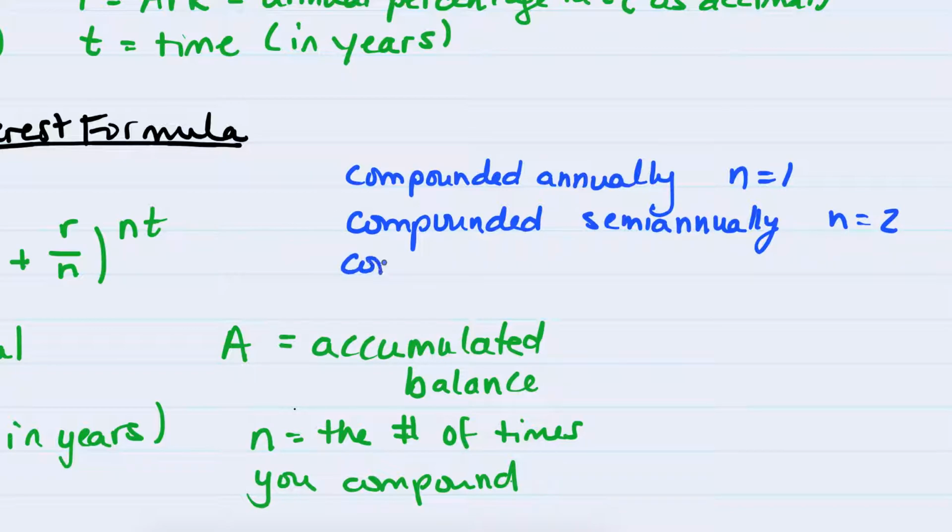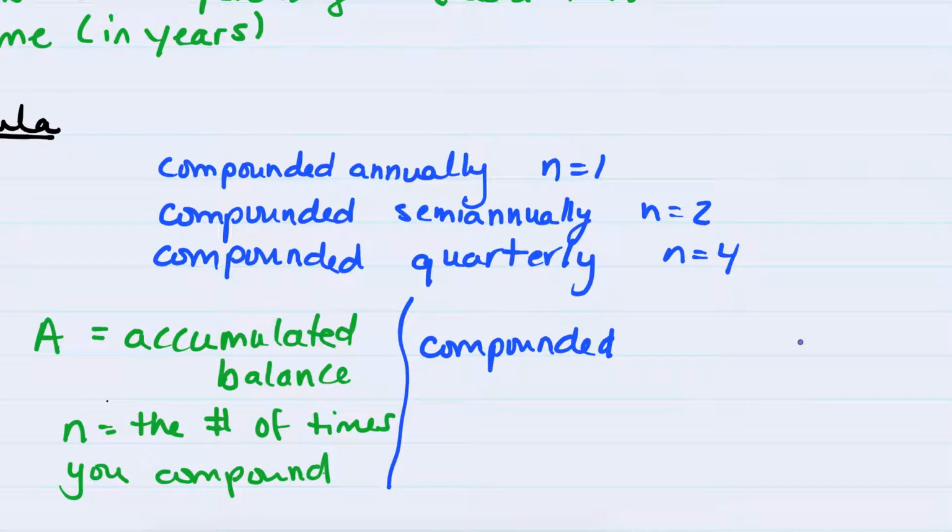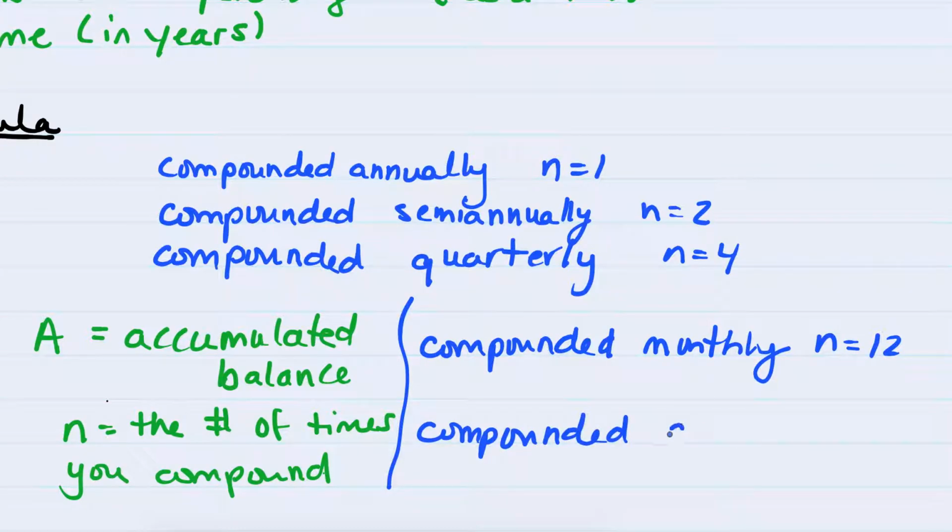If you see compounded quarterly, well, there's 4 quarters in a dollar, right? N is going to be 4. If you see compounded monthly, I guess you could probably guess what this is. N is going to be 12. And the other one you might see is compounded daily. N is going to be 365. This is just telling you how many times a year you're going to be getting interest in your account.